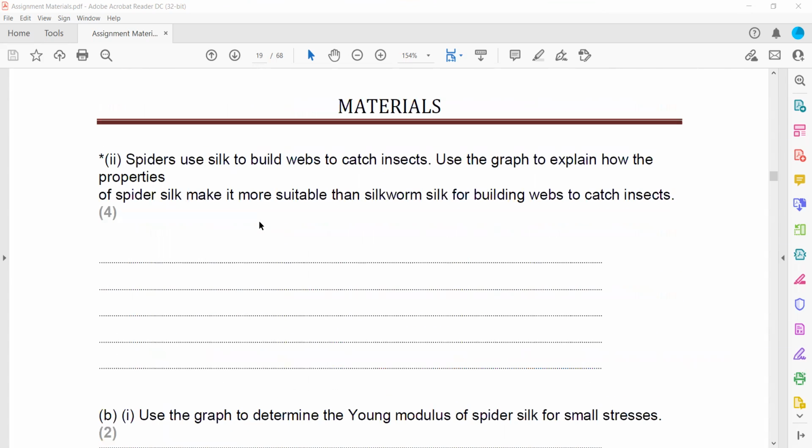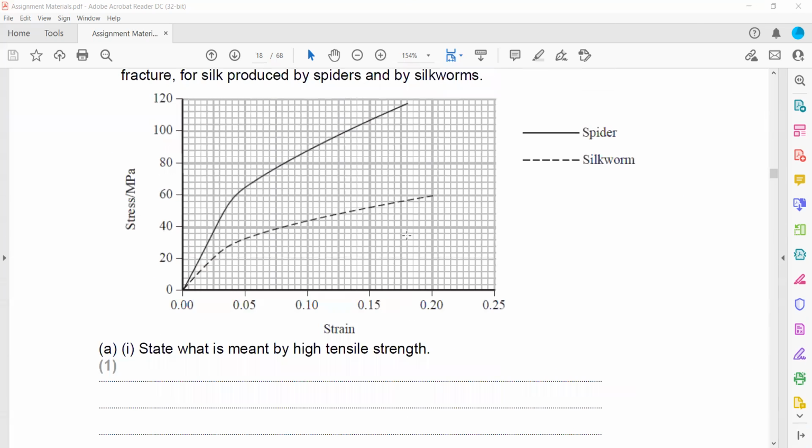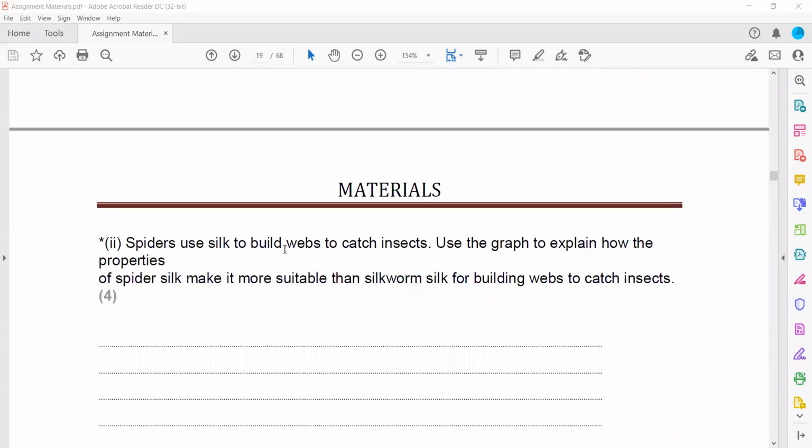The next part: the spider uses silk to build a web to catch insects. Use the graph to explain how the protein of a spider silk made it more suitable than a silkworm for building a web to catch insects. Because the silkworm is not using a web to catch insects, but the spider is. So from this graph, what can we conclude, that the spider web is more useful for catching insects than the silkworm's.